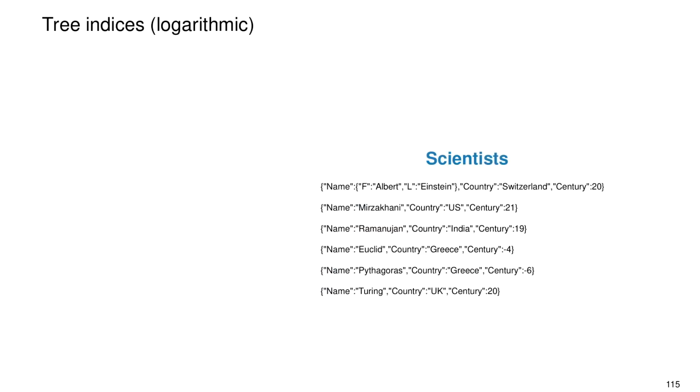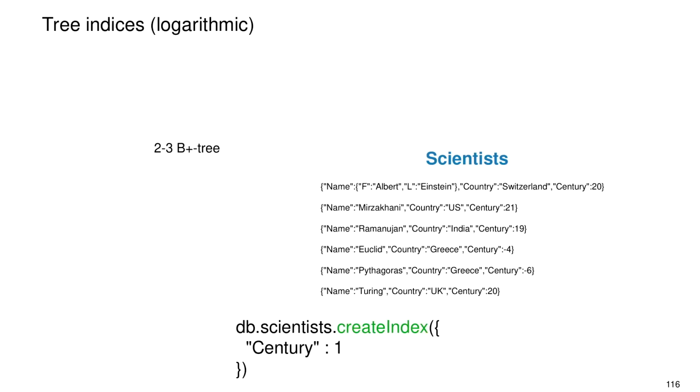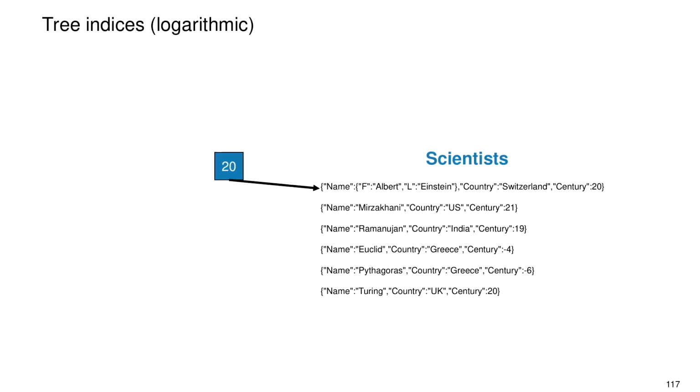And concretely, when you do it on a real document, imagine you want to index this. So now you say create index century 1 instead of hash, you say 1. That's going to create a tree. 1 just means increasing, right? It's a convention of the API that it means ascending order of century. So now instead of a hash table, I'm going to build a tree. So 20, I put it in there. That's a tree with just 20.